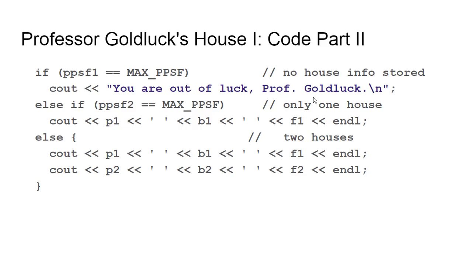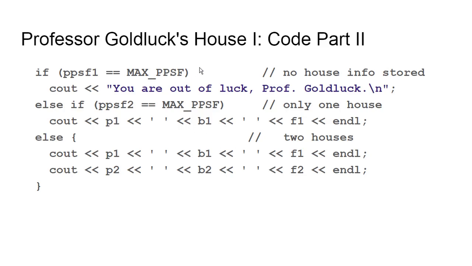Finally, we need to output after we've computed the house information. Here the output is a little more complicated than in the previous problems, because the output will depend on how many houses we have found. If no house satisfies the condition, then we are supposed to print you're out of luck, Professor Goldluck. It may be that only one house satisfies the condition. In that case, we just print the information of that house. If there are two or more houses that satisfy the condition, then we should find the two best. We print the best and then the second best.